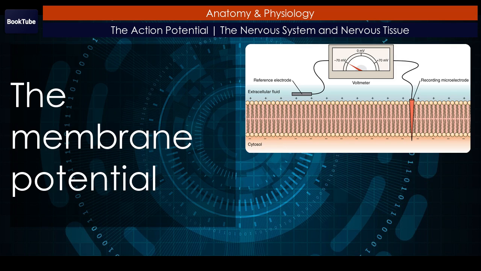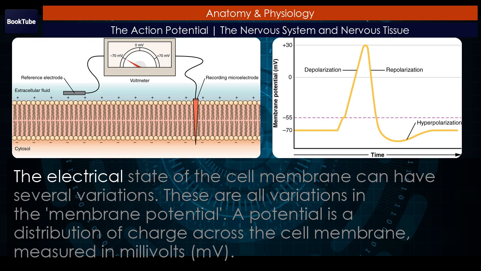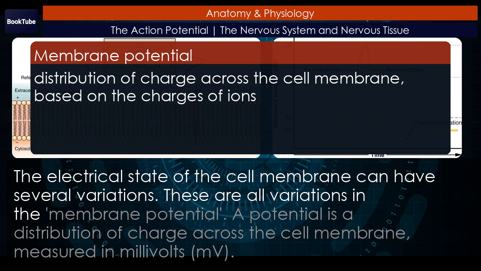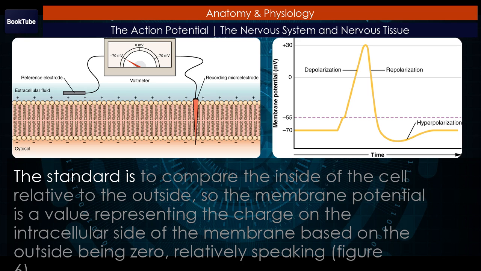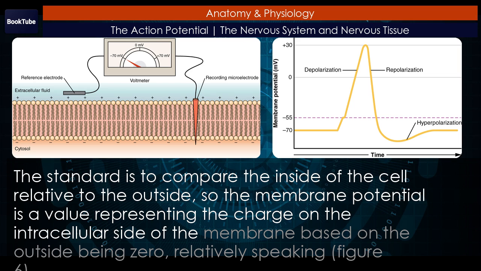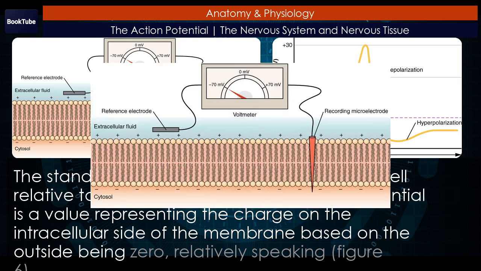Figure 5. The membrane potential. The electrical state of the cell membrane can have several variations. These are all variations in the membrane potential. A potential is a distribution of charge across the cell membrane, measured in millivolts, mV. The standard is to compare the inside of the cell relative to the outside. So the membrane potential is a value representing the charge on the intracellular side of the membrane based on the outside being zero, relatively speaking.